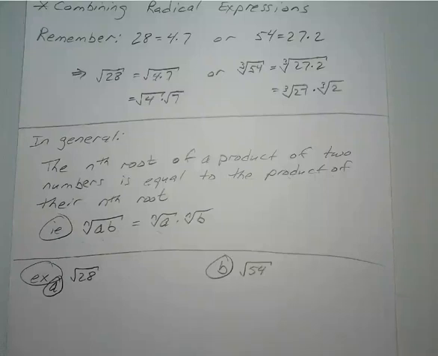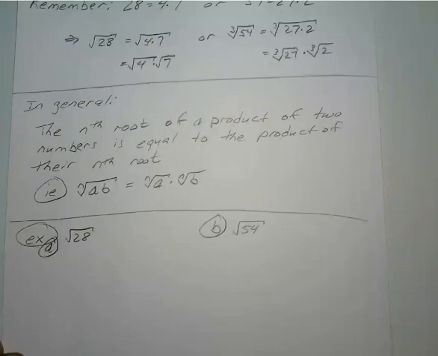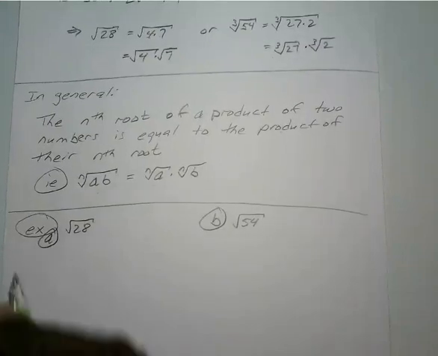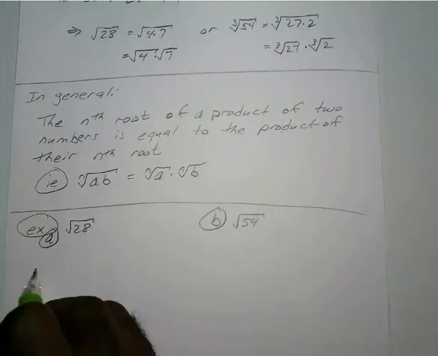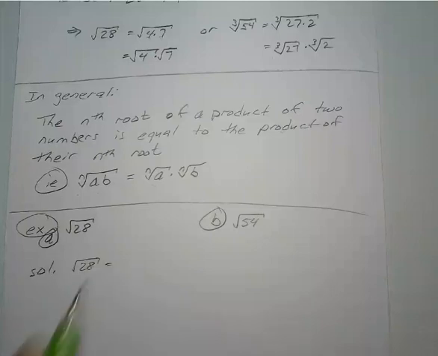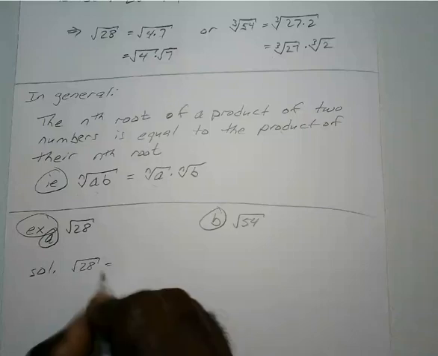Okay, so if we go ahead and solve this one, we know that the square root of 28, we know that's 4 times 7. That's the square root of 4 times 7. So remember, since we're multiplying, we can separate them. So that's the square root of 4 times the square root of 7.